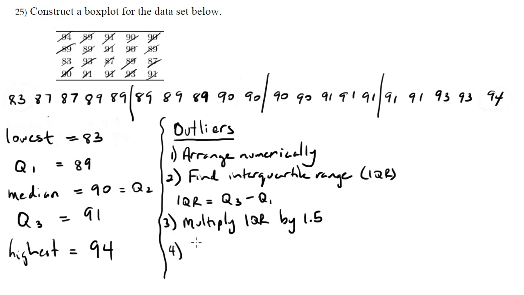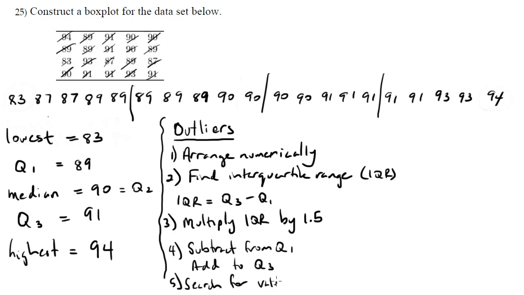And then whatever you get when you multiply that IQR by 1.5, subtract that value from Q1, add that value to Q3, and search for any values outside of that interval. And I'll do this process right now to make some sense out of this.